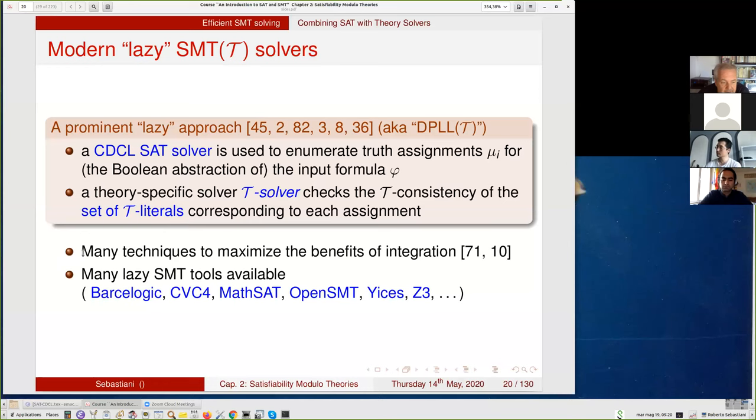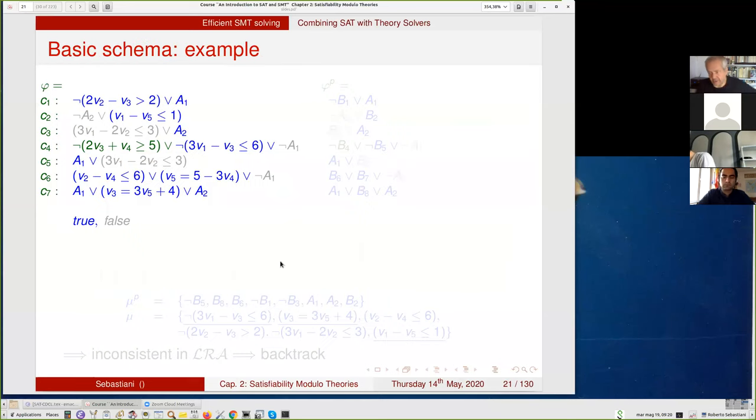The key point, as we will illustrate, is developing techniques to maximize the benefit of integration, to optimize the synergy between these two distinct solvers. Let me show you an example. As I told you at the beginning of this class, I'm always using linear arithmetic as the underlying theory, just because its semantics is obvious to everybody, so you don't need any logical training to understand it. Just remember your secondary school knowledge.